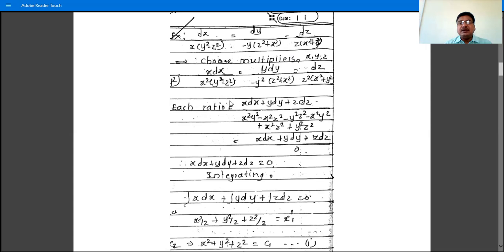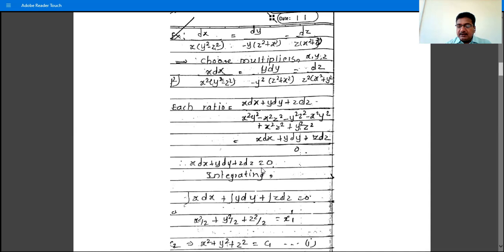Directly write each ratio is equal to x dx plus y dy plus z dz, that is multiplied by x, y, z divided by x into this, x is x square and multiplied by x square in bracket. We have this quantity x square y square minus x square z square, then minus y square. If we multiply by y, then we have minus y square in bracket. And multiplying this by z, we have this quantity x square z square plus y square z square, and the addition of all these quantities is equal to 0, and therefore we have x dx plus y dy plus z dz is equal to 0.